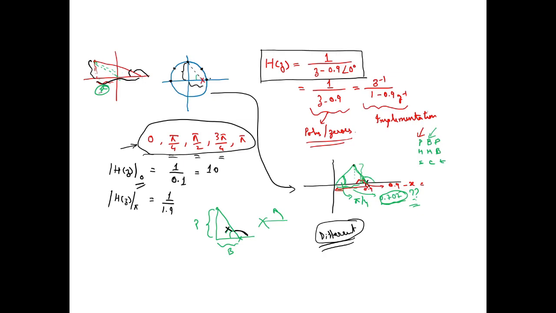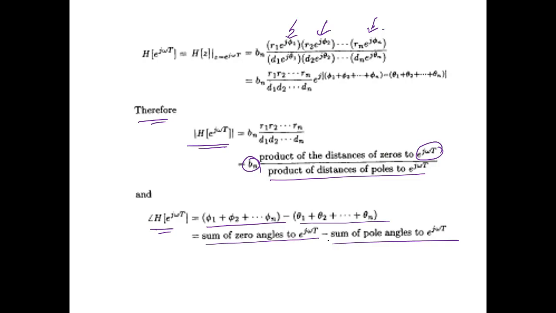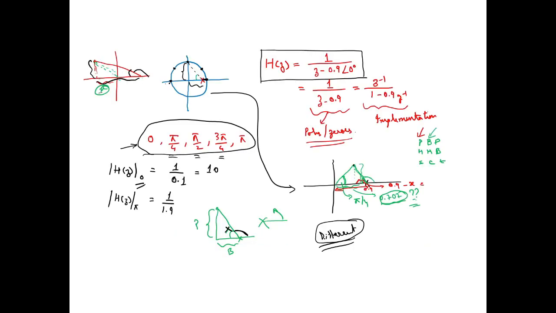At 0, what will be? Parallel line will be 0. It does not have to move. So at 0, it should be 0. At pi, it is pi. But if you see, it is a pole. So there should be a minus. Right? So at pi, it should be minus of pi. So whatever the value you are getting, you have to put in a negative sign.